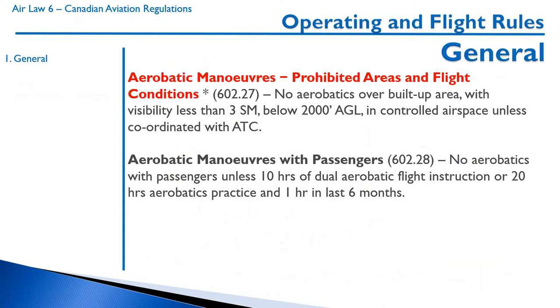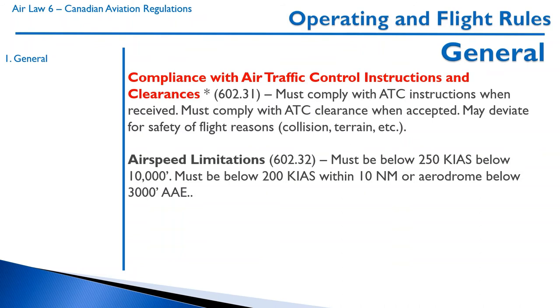Aerobatics: if you're trained to do aerobatics, you can't do it less than 2,000 feet above ground, in controlled airspace, or with less than 3 miles visibility. If you want to do it in controlled airspace, you have to coordinate with ATC. If you want passengers, you need 10 hours of dual flight instruction or 20 hours of practice, including 1 hour in the last 6 months.